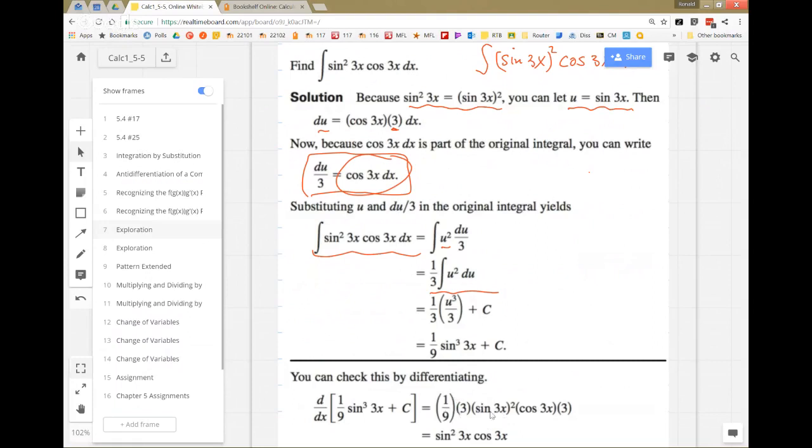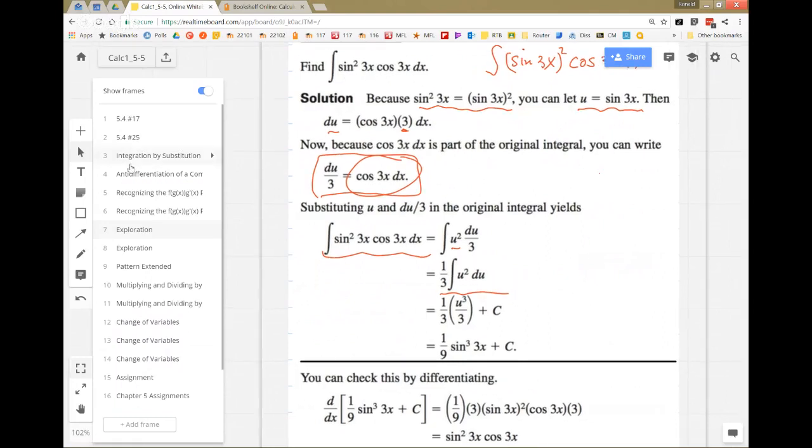3/9 is 1. I mean, if you multiply by these two 3's, you get 9. 1/9 times 9 is 1. So we get the sine squared of 3x times the cosine of 3x. That's exactly what we began with up here on the top. So that assures us we know we did it correctly.